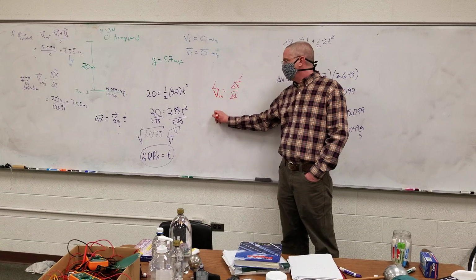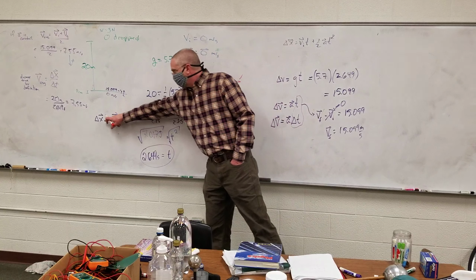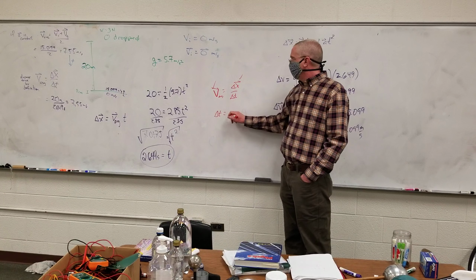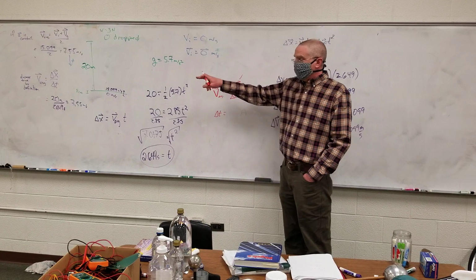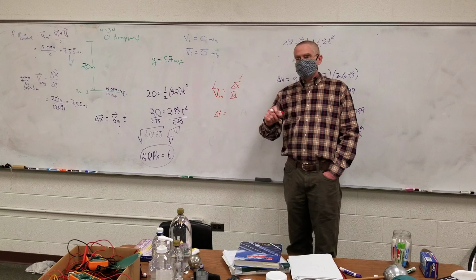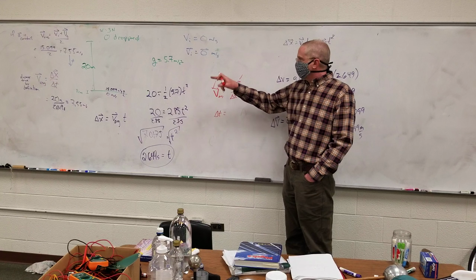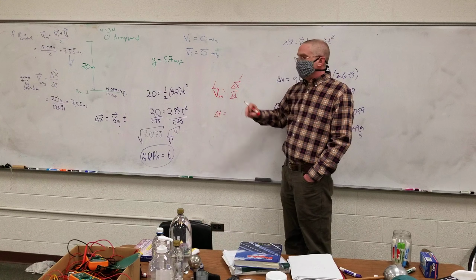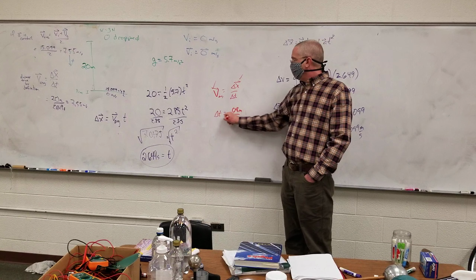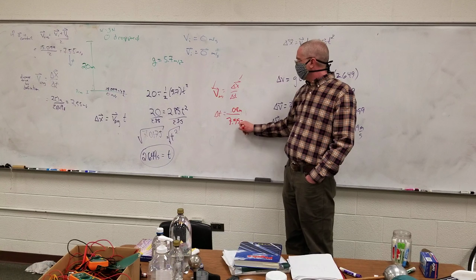So time, delta t or t, is going to end up being my displacement divided by my average velocity. Be careful of units, that's 8 centimeters right there, but my average velocity is in meters per second. So I'm going to put that 8 centimeters in terms of meters, so that's 0.08 meters divided by 7.55 meters per second.